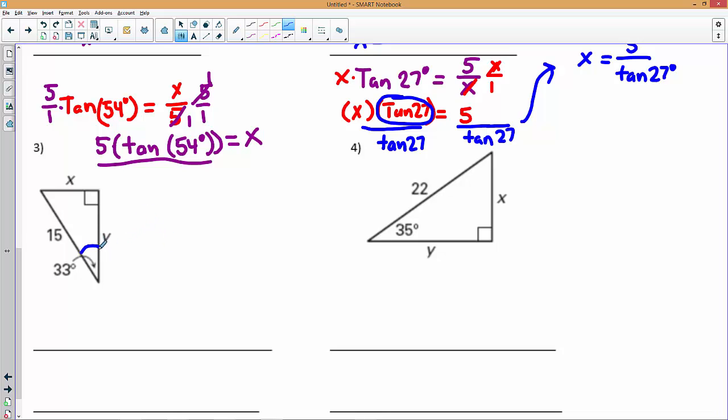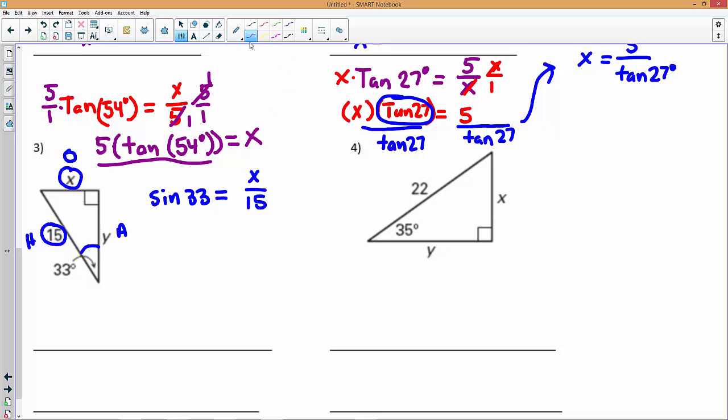Okay, I have 33. Now, in this case, I want 2, so we're going to do one at a time. We'll start with x, okay? And we have 15. So x is the opposite, and 15 is the hypotenuse, and y is the adjacent. So to solve for x, what do I got and what do I want, right? I've got hypotenuse and I want opposite. So that is OH, so that's sine. So I'm going to write the sine of 33 degrees equals the opposite leg over the hypotenuse.